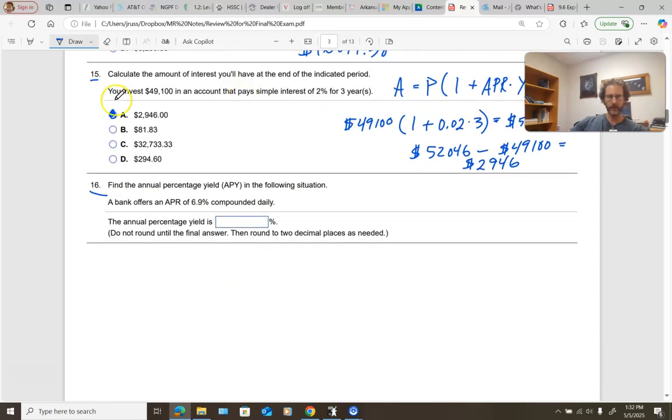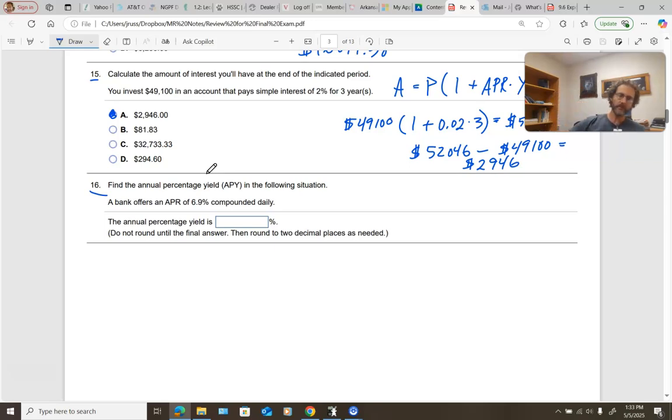Alright, last one right here. It says find the annual percentage yield. Now this is one we didn't go into great depth with. But remember, the annual percentage yield is the actual percentage by which your money increases. It's not the same as the APR. Now they're very close. The only time they would be exactly the same is if the interest is compounded exactly once a year, and the APR would equal the APY.